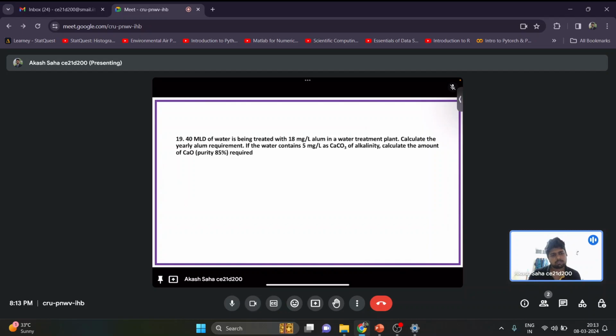And also we know that this alum will take up some alkalinity. Now the water contains 5 milligram per liter of alkalinity as CaCO3. So how much more CaO has to be provided if the purity is 85%? So this is the problem. Make a note of it and try to solve, then we'll discuss it further.